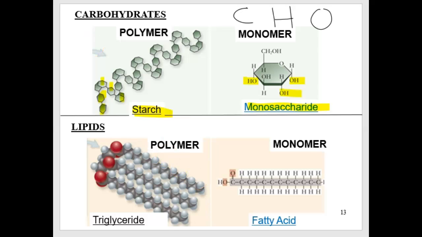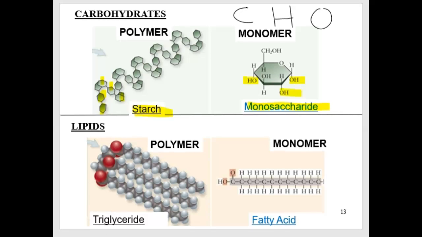Now if we look at the bottom picture, this shows an example of a lipid. So category number 2, it's out of order, but a lipid. What this picture shows is a very common lipid known as a triglyceride. You've probably heard of blood work measuring people's triglyceride levels, to make sure they're not too high for the health of blood vessels.